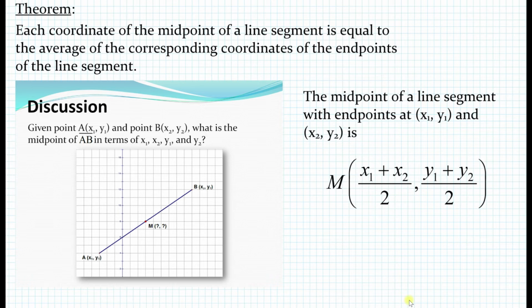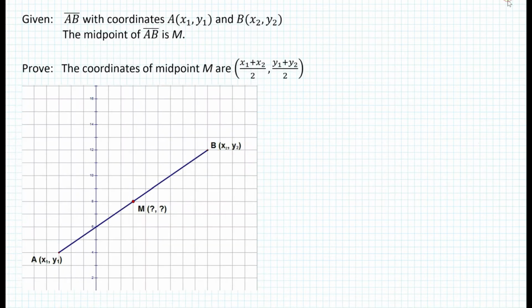So basically, the theorem makes a statement, but the theorem also generates a midpoint formula, as you can see here, okay? So this is a theorem. Let's prove that this is actually always true, okay?